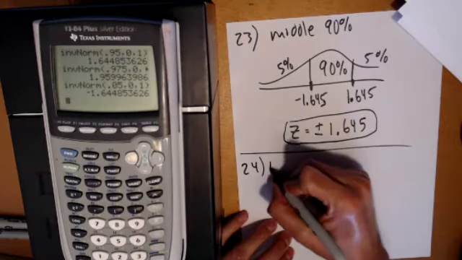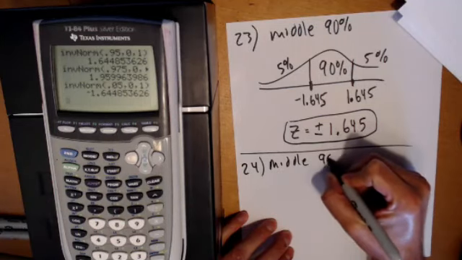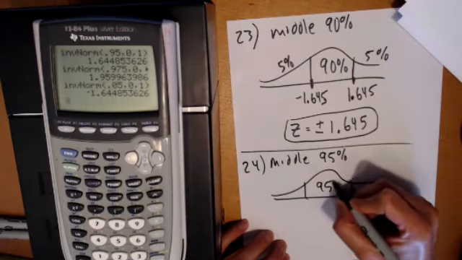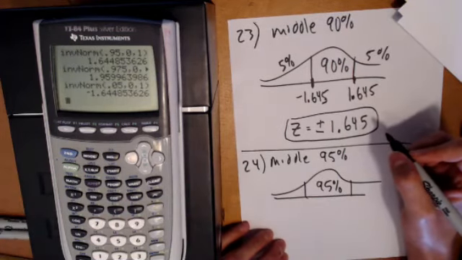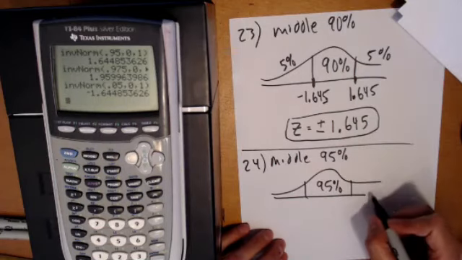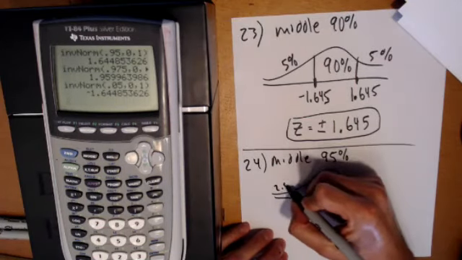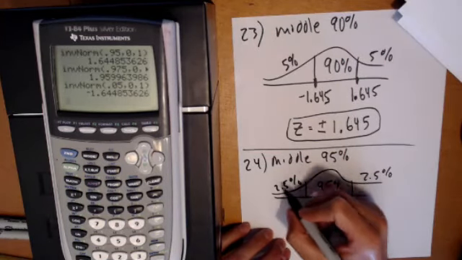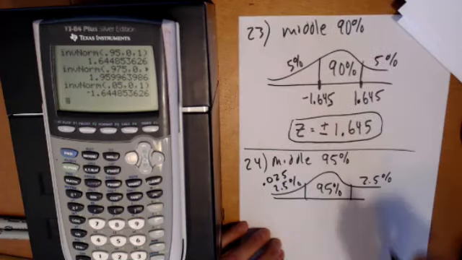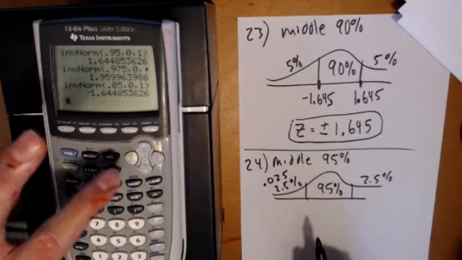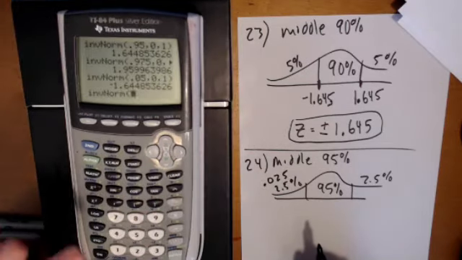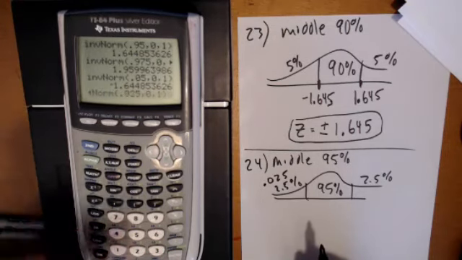24 wants the middle 95%. Okay, same approach, draw a picture, put 95% in the center. How much is left over? 5%. Okay, chop it in half, some here, some there. 5% chopped in half. So 2.5% here, 2.5% here. 2.5% as a decimal is 0.025. This is the left tail, so our calculator can handle it. Let's do inverse norm. Enter 0.025, comma, 0, comma, 1, parenthesis, enter.